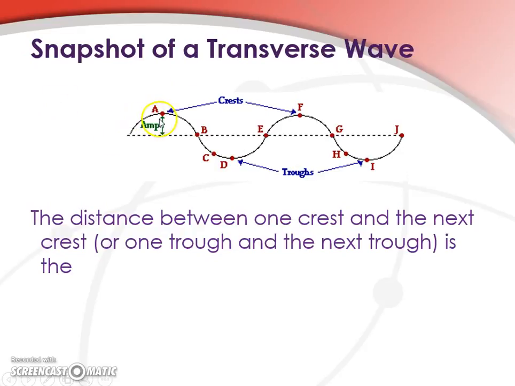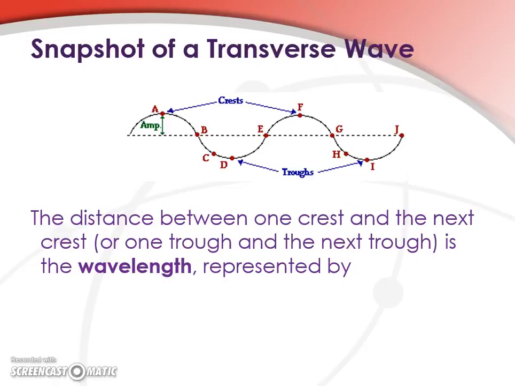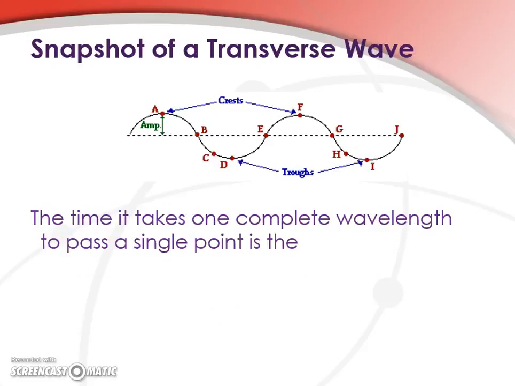A few more descriptors. If we take the distance between one crest and the next crest, or, of course, one trough and the next trough, or in fact any consistent position of the wave, we can call that the wavelength, and we can represent that by lambda. And our default units then would be meters.